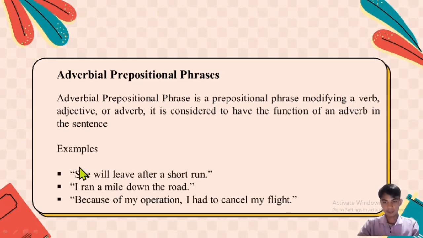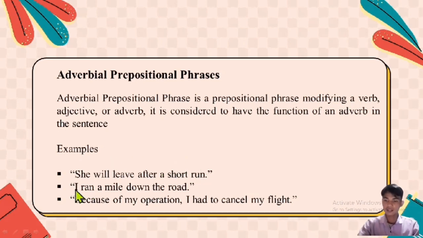Let's see an example here. "She will leave after a short run." So we can see in the sentence, "after" here is a preposition, and "run" is a verb. So "She will leave after a short run." "After" here modifies "run." So this is an adverbial prepositional phrase.